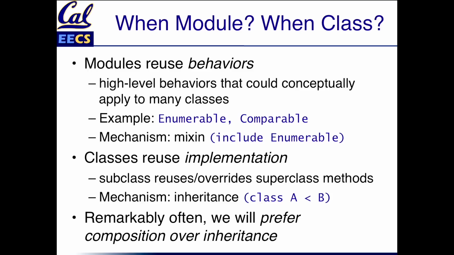If you want to reuse implementation, then you'd use the traditional thing. Classes have ancestors, they have subclasses. And as we'll see, contrary to what you might think coming from the Java world, remarkably often, what you want is the first one. You don't want to reuse implementation, you want to define behaviors and reuse them.